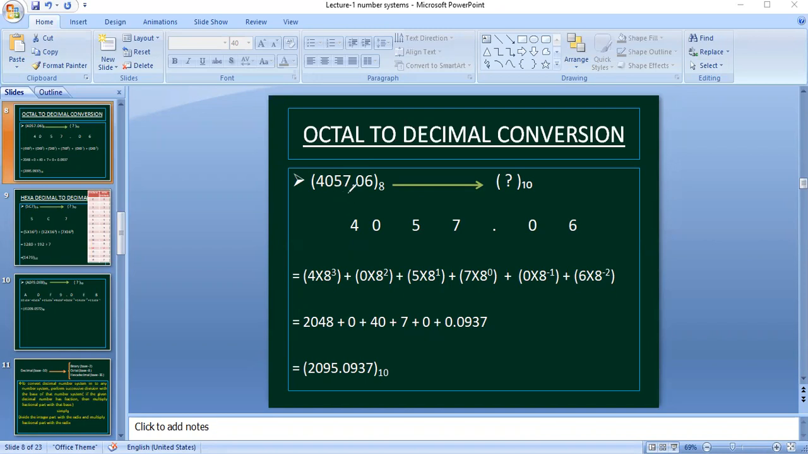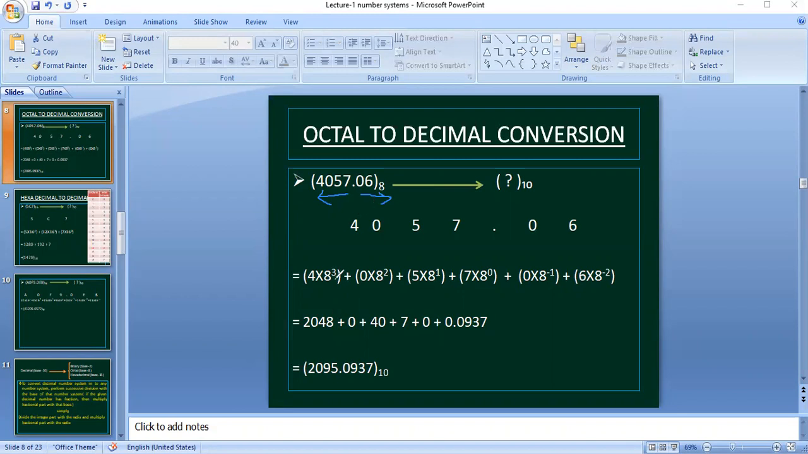Okay, so what we have to do, we have to consider the positional weights for the integer part from right to left. For the fractional part, we have to consider from left to right. For the integer part, we have to consider the positive powers, which start with 0. For the fractional part, we have to consider the negative powers, which start with -1.